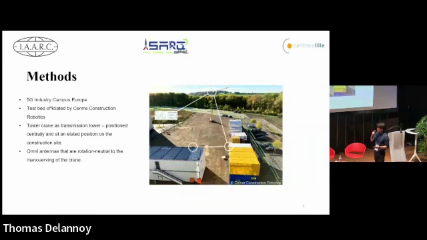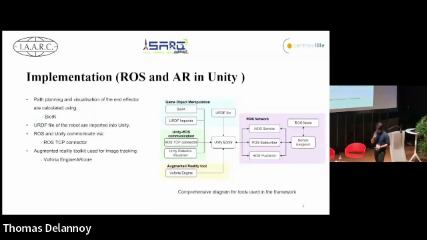These omni antennas are a bit special because they are rotationally neutral to the maneuvering of the crane, which means that whether it's going 180 degrees clockwise or anti-clockwise, it wouldn't affect any of the performance of the antennas. The implementation for the AR is that we will be using inverse kinematics for the end effector, and a URDF file for the robot is imported into Unity. This URDF file is very important for us because it allows us to save the meshes in hierarchical order in order for the inverse kinematics to work.